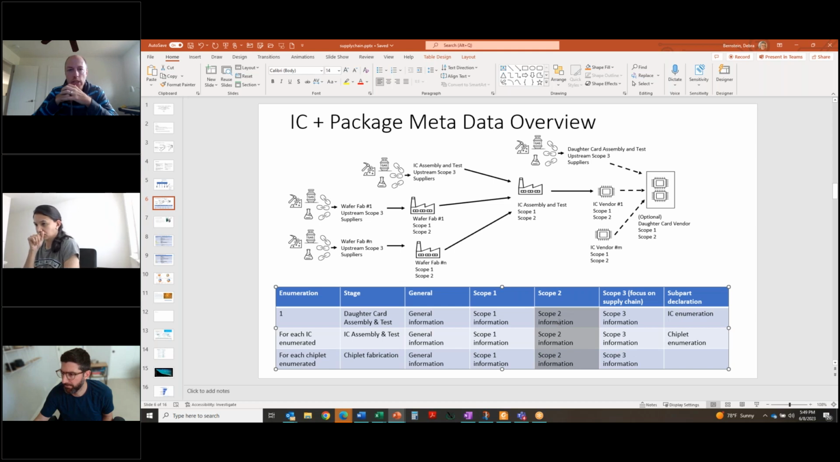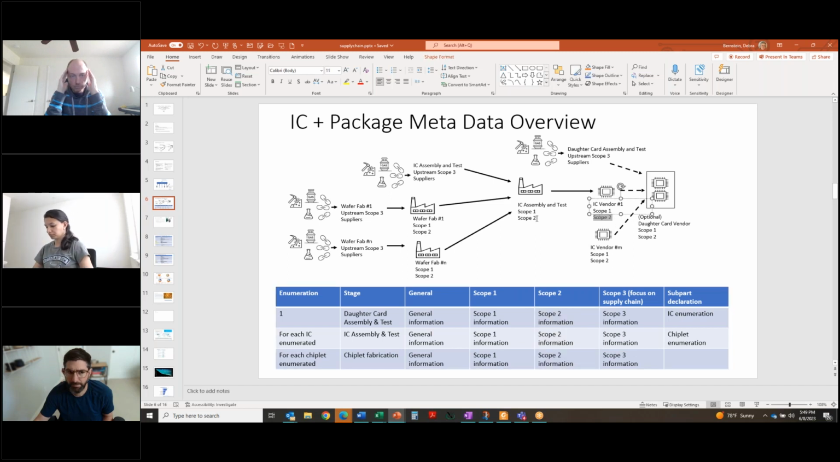It's scope 3, not scope 2, for each step, right? So the IC vendor has a scope 2, the assembly and test has a scope 2, the wafer fab has a scope 2, the suppliers have a scope 2, right? It's all in the context of scope 2 within what's being reported here, right?